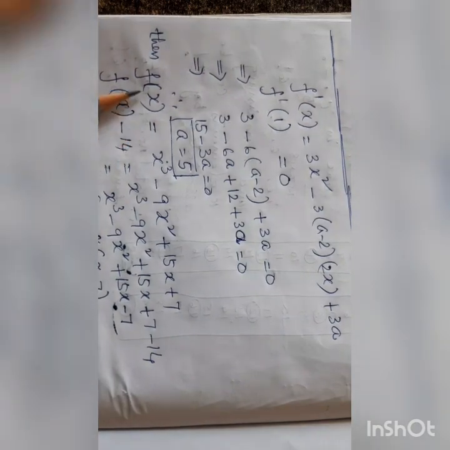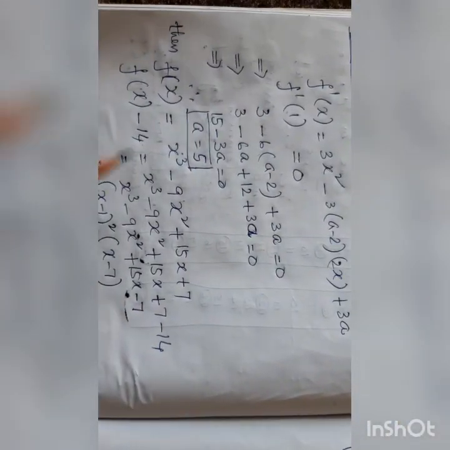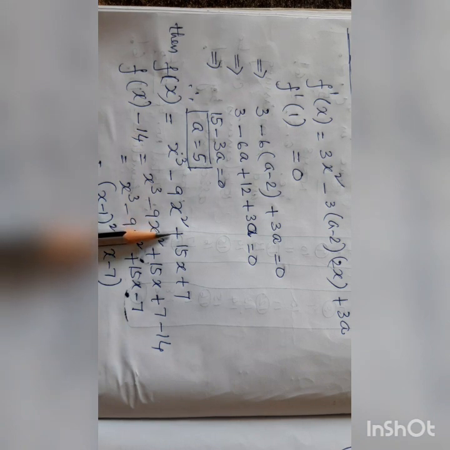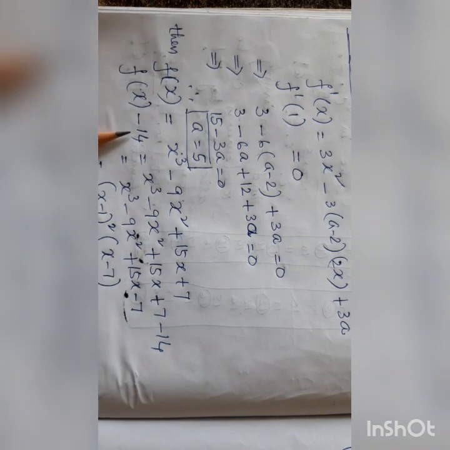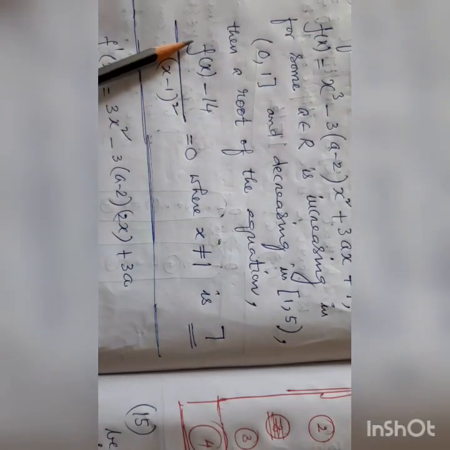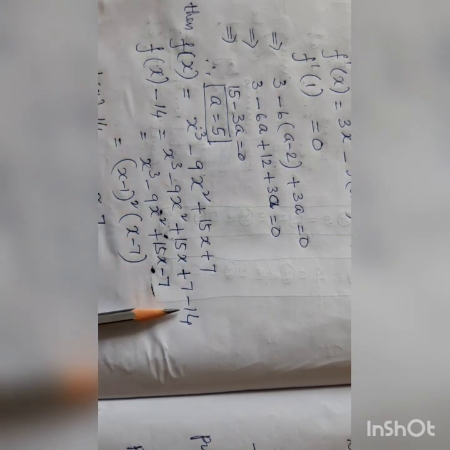What is f of x? A equals 5, we got. So you substitute back 5 in place of a, and f of x we got like this. F of x minus 14 we want, because in the question it is f of x minus 14 by x minus 1 whole square. So we are going to convert like this. Minus 14, this side and that side I adjusted and I got like this.